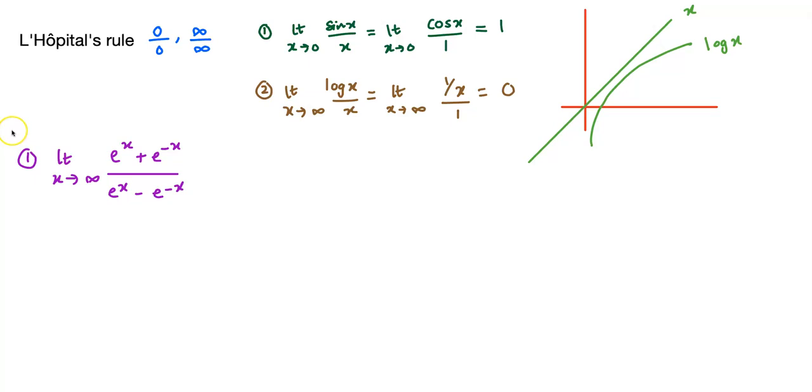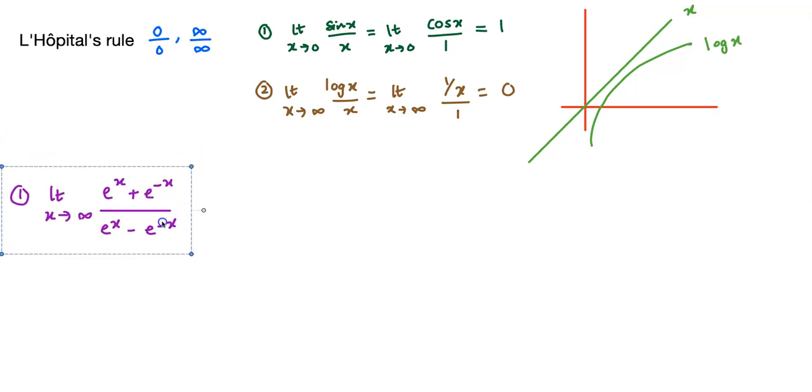And let me just pull this down here so that we have an entire row to write on. Okay, so what is this of the form? Well, e power infinity is infinity, e power minus infinity is 0. So this is of the form infinity over infinity, which is perfect for L'Hopital's rule.